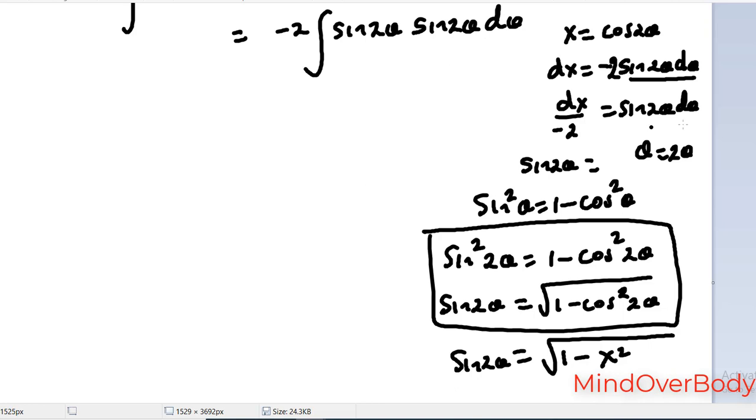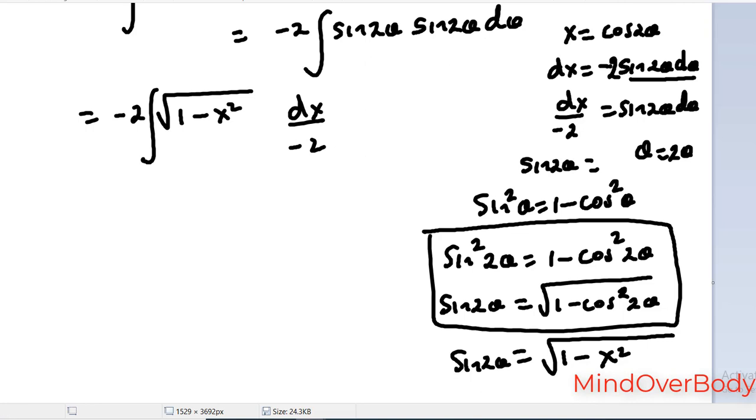Take all of these things and substitute it here. So negative 2 times the integral, in place of sine 2 theta, I'm going to have root of 1 negative x squared. In place of sine 2 theta d theta, I'm going to put dx divided by negative 2. So clearly you can see this negative 2 gets cancelled, giving me root of 1 negative x squared times dx.